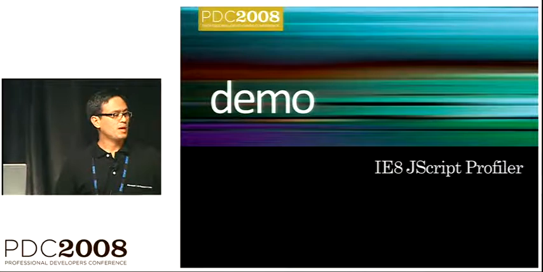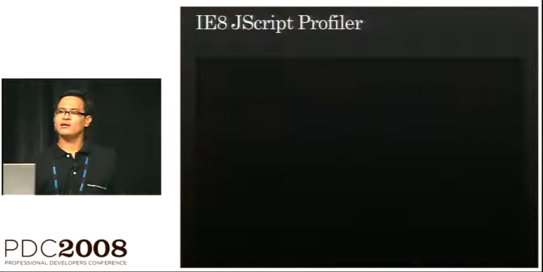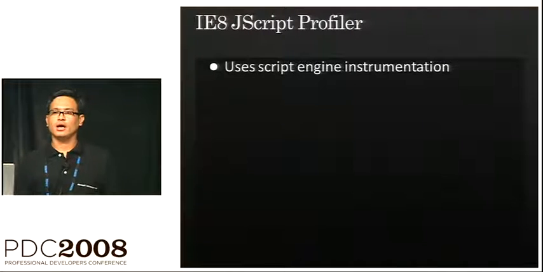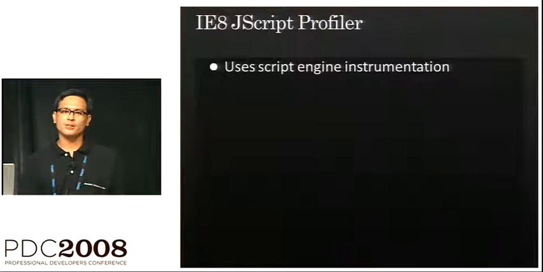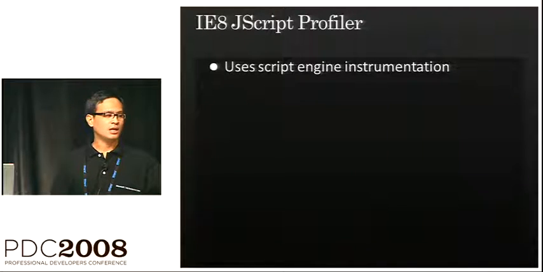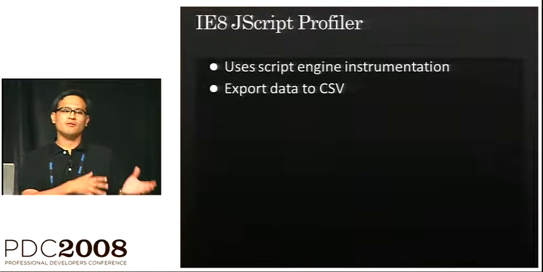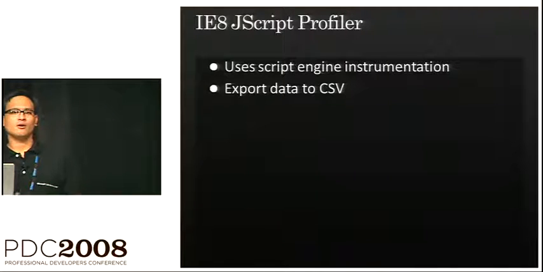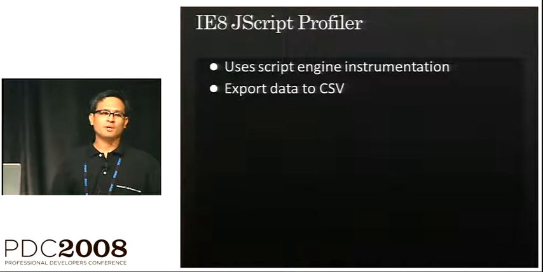Okay. So let's now go back to the slide. Let me spend some time speaking about the IE8 JScript profiler. The JScript profiler is based on the script engine instrumentation. It means that profiling happens with the active participation of the JScript engine. I'll come to that later on when I describe it in detail. The profiler also allows you to export whatever data that you have profiled into a local file in the CSV format, or the comma-separated values format. So in case you want to analyze it further in a different application, you can do that.